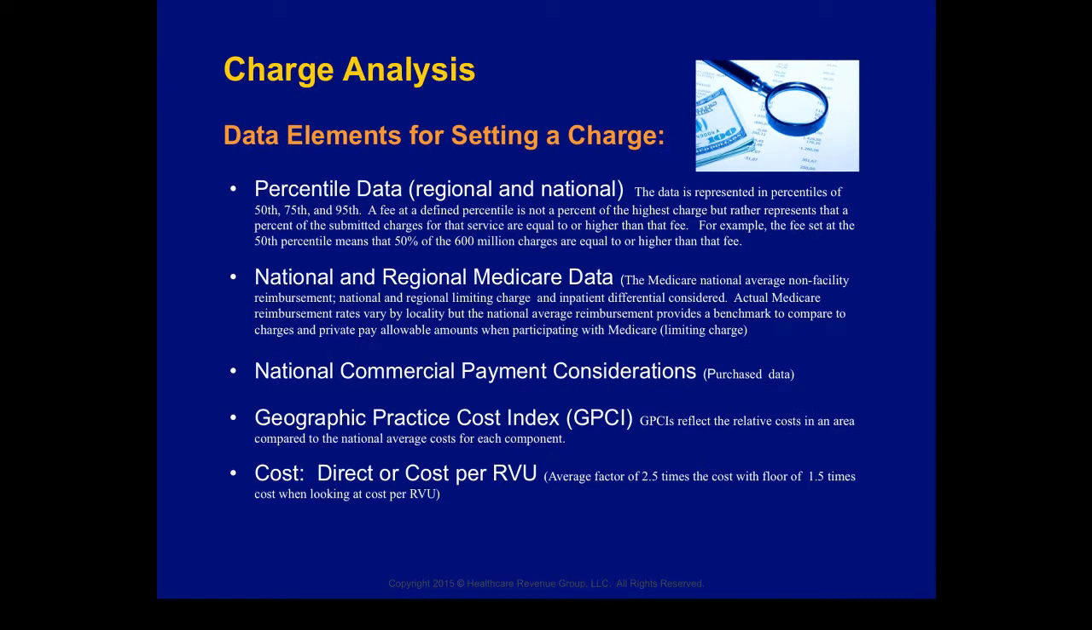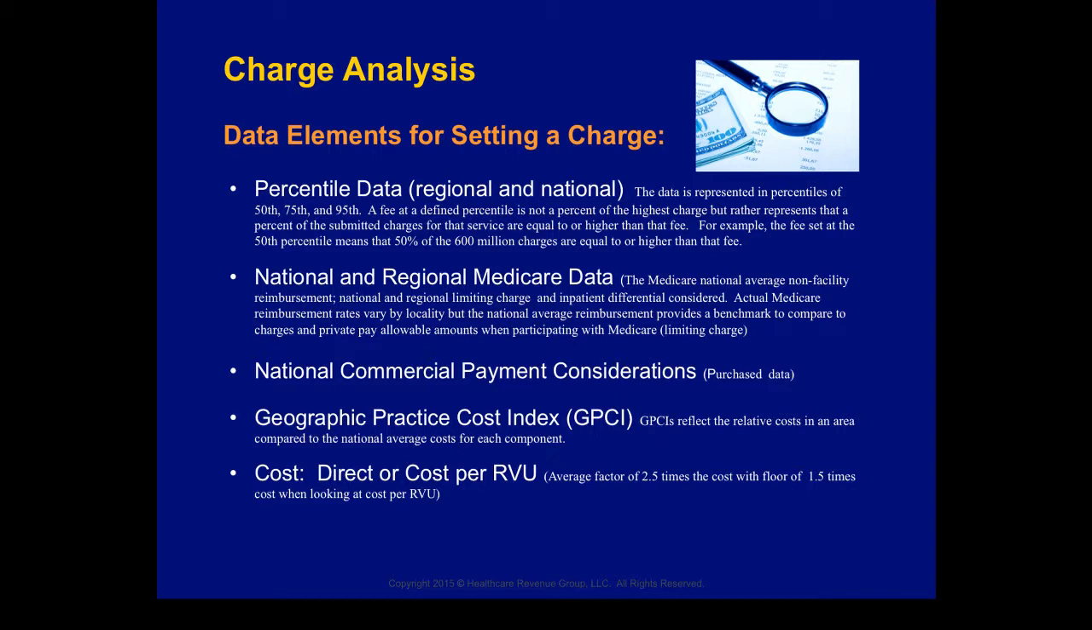So what are the data elements we look at when we set a charge? Well, I just said, in consideration, I've got to look at what everyone else is doing. I don't go ask the neighbor down the street, hey, what are you charging? Because chances are he didn't go through a formal process to take a look at it. That's a bad data in, garbage out kind of approach. So buy the data or get access to the data and look at the regional and national percentiles. Then I'm going to look at the national commercial payment considerations. What are people typically paying for this nationally? Another source of data you buy. It doesn't exist for every service, but you get it for a lot of the services.